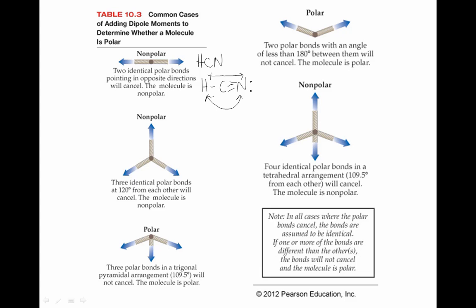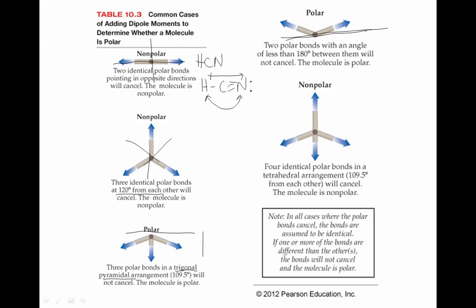Another example, three identical polar bonds at 120 degree angles to each other. The molecule is nonpolar. Whereas if you have a trigonal pyramidal arrangement, these never cancel. The molecule is going to be polar. No symmetry here. Here you have symmetry in all directions, doesn't matter which way you draw that. Same thing for nonpolar: symmetry in all directions. Here it's got to be polar because you don't have symmetry along this axis.